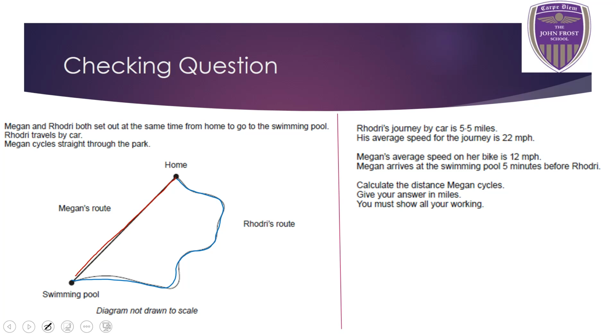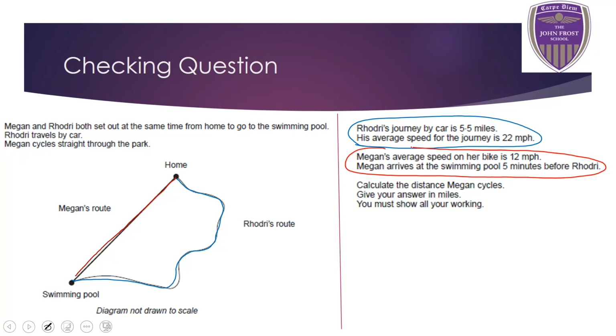Rodri's journey then by car is 5.5 miles. His average speed is 22 miles per hour. That's an important bit of information that we can use. For Megan, her average speed is 12 miles per hour, and we are being told that she actually arrives at the swimming pool 5 minutes before Rodri. We are being asked to calculate the distance that Megan cycles. Give your answer in miles. You must show all your working. What I would like you to do now is pause the video and have a go at the question, and then when you're ready, have a look at your solution and check it over with mine.